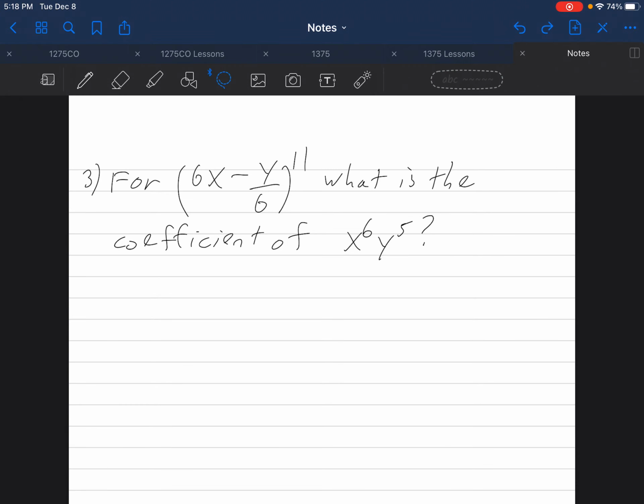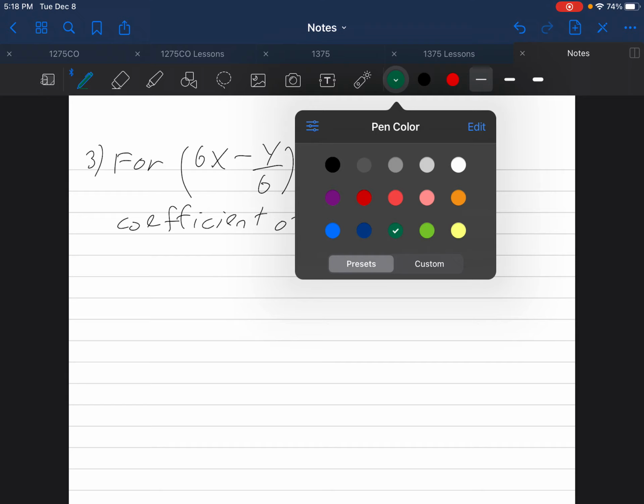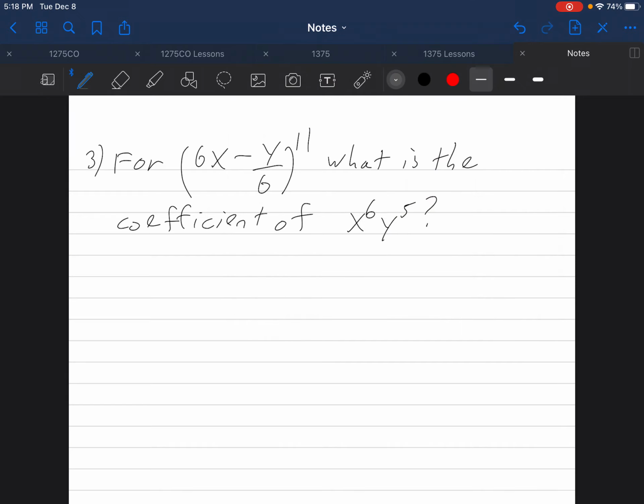And we're going to do the coefficient here of (6x minus y) to the 6th, raised to the 11th power. Now, because there's a minus sign here, this is the first time we're seeing a minus sign in between. This does add a wrinkle that could mean the difference between a right and a wrong answer. So be careful with minus signs.